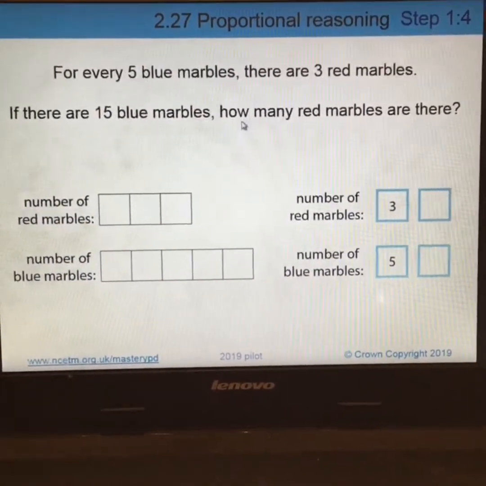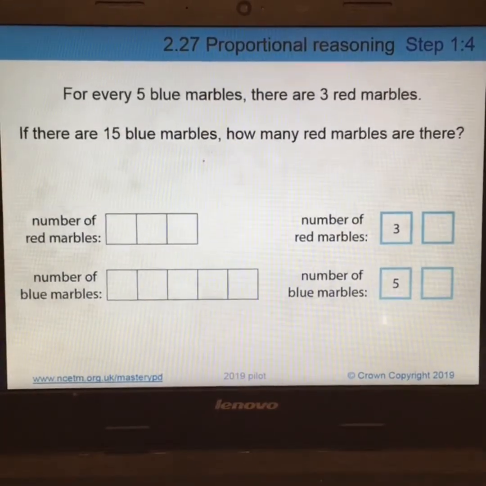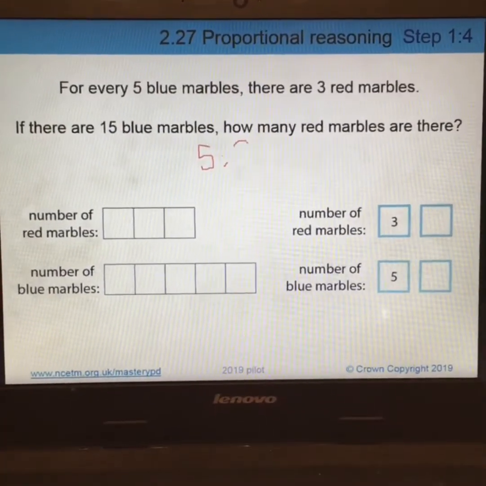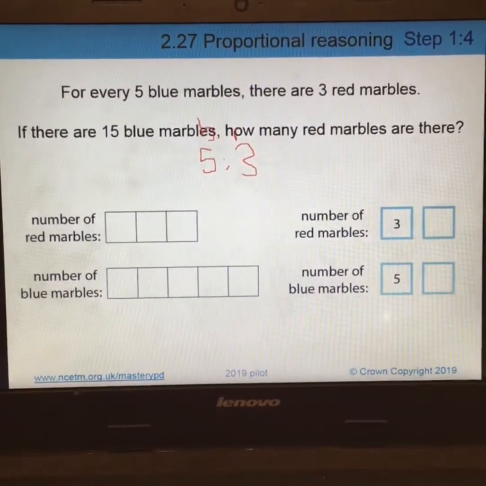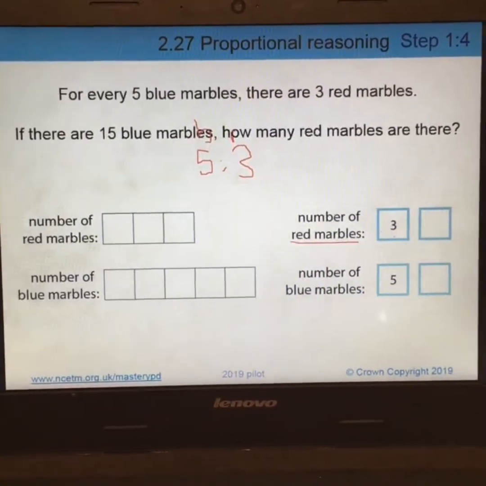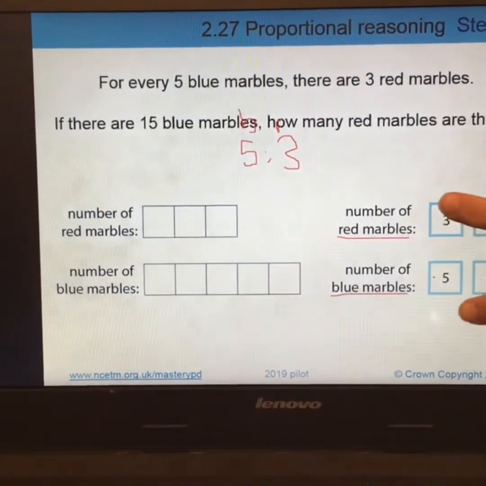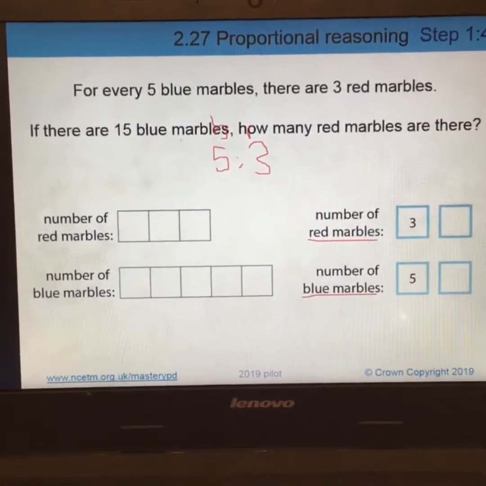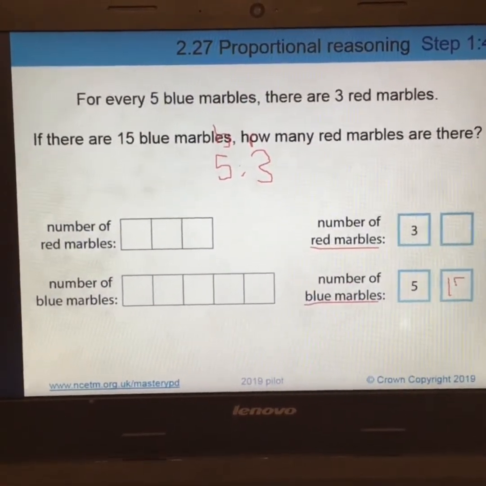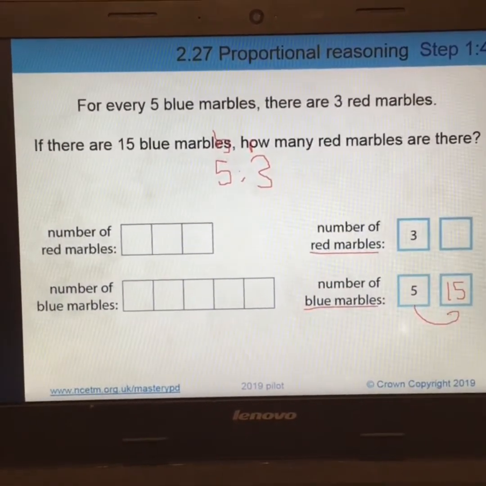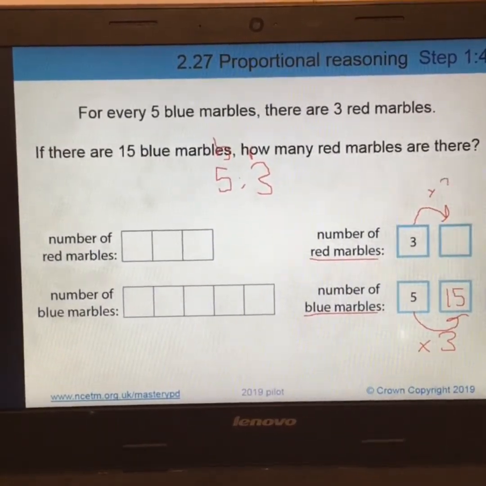So for every 5 blue marbles, there are 3 red marbles. So I would write this down as 5 to 3. I'd put B for blue and I'd put R for red. Okay, but this is the same thing here, apart from the red marbles, there's the 3, and then blue marbles, here's the 5. So rather than having it next to each other, they're just horizontal like this. So now if there's 15 blue marbles, how many red marbles are there? So remember it's blue. So blue has now gone to 15. So what have we times this by? We've times this by 3. So we need to times this by 3.